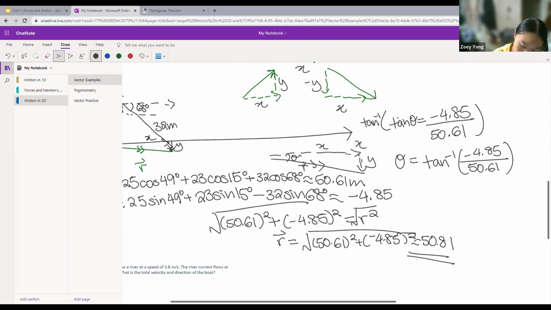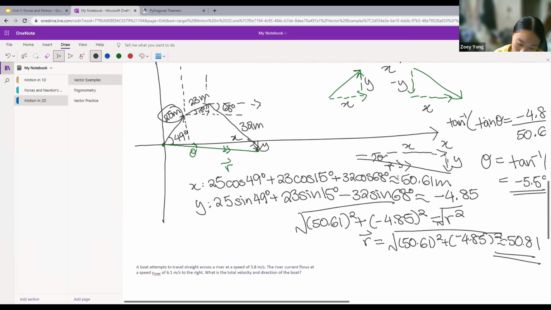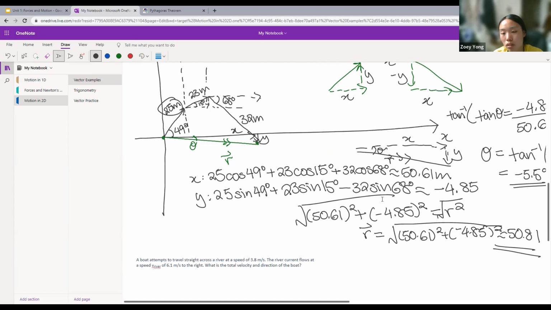Our final angle represents this triangle, this vector. So that equals, what was it again? Negative 5.47, so negative 5.5 degrees. That's because, as you can see here, this angle is below. So once you go below, you're going in like the negative direction. So yeah, that's how you describe this arrow.